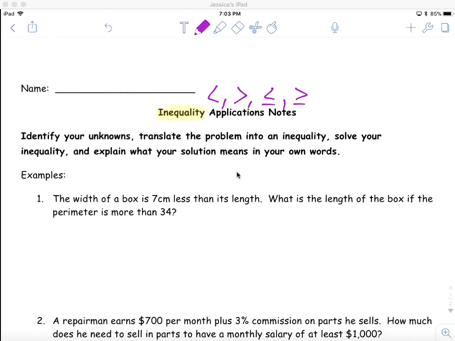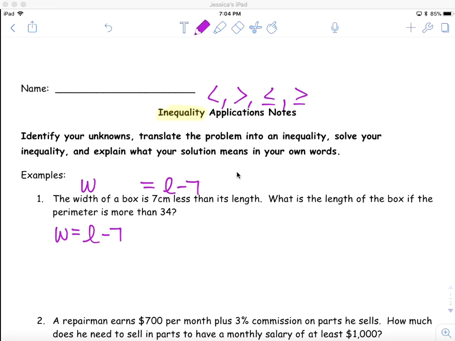Number one says the width of a box is 7 centimeters less than its length. Here, less than actually does not mean the inequality sign. If you read carefully, width, we're going to call W, means equals 7 less than its length. Remember, 7 less than does not mean 7 minus, it means minus 7. So we're going to say L minus 7. Our width is our length minus 7.